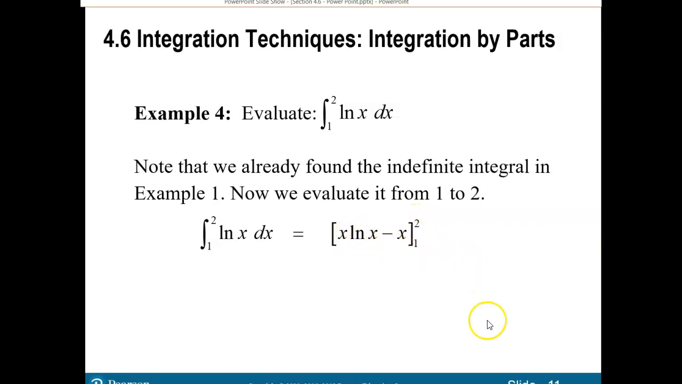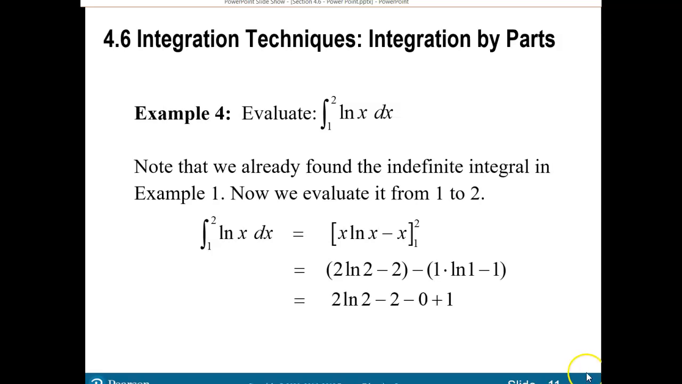And then we just use our limits to plug in and subtract. So 2 ln 2 minus 2 minus 1 ln 1 minus 1. Plug in the top, plug in the bottom, subtract the results. Natural log of 1 is 0. Distributing the negative makes that a plus 1. And cleaning that up gives you 2 natural log of 2, negative 2 plus 1 is minus 1. And the calculator should verify that that's 0.386.